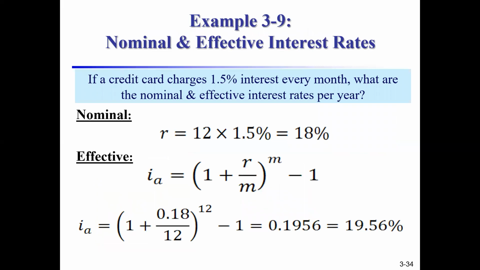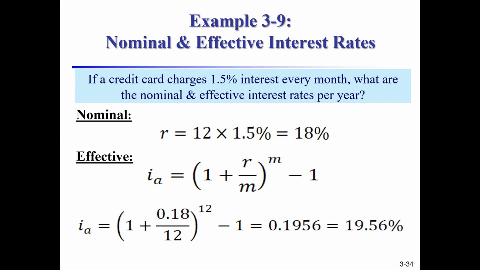So, nominal and effective interest rates. Say a credit card charges 1.5% every month. What are the nominal and effective interest rates? Well, the nominal rate is equal to 12 times 1.5%, which is equal to 18% per year. This is what I say: what are you paying on the interest rate on your credit card? Oh, I only pay 1.5%. Until you say it's compounded monthly. If you're paying that high, shop around.